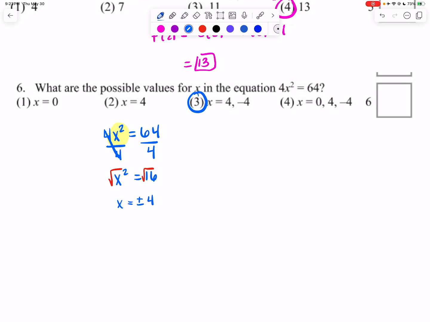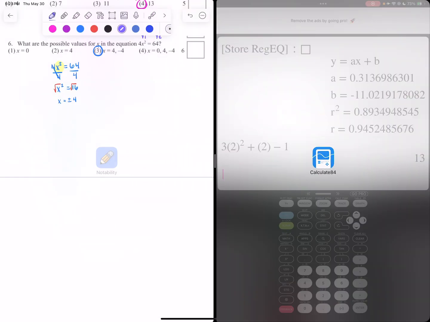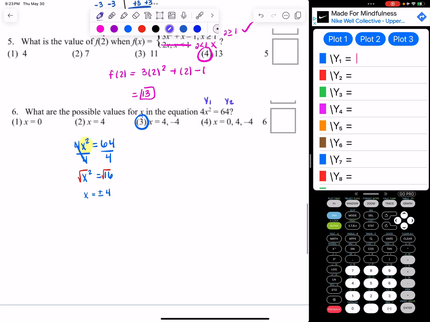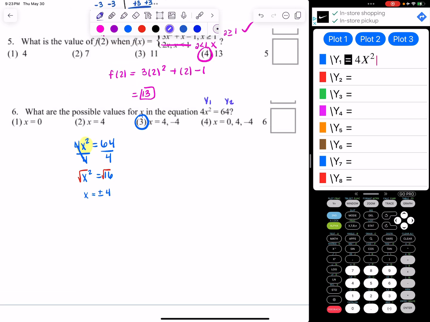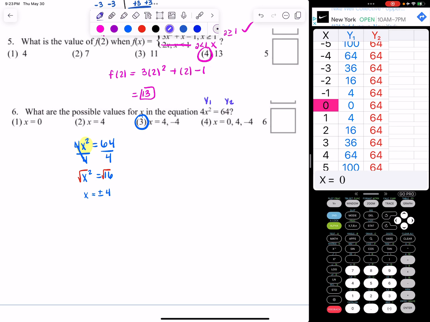Now, the next way to do this is I could type 4x squared into y1 and 64 into y2. So if I go to y equals and type in 4x squared into y1 and 64 into y2, I can sort of use my answer choices. So if I look at choice 1, it says 0. At 0, I get 0 and 64.